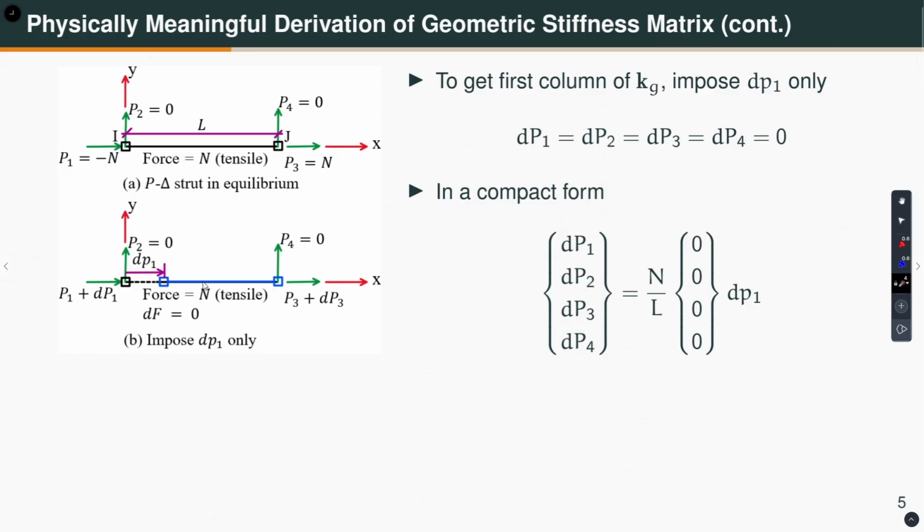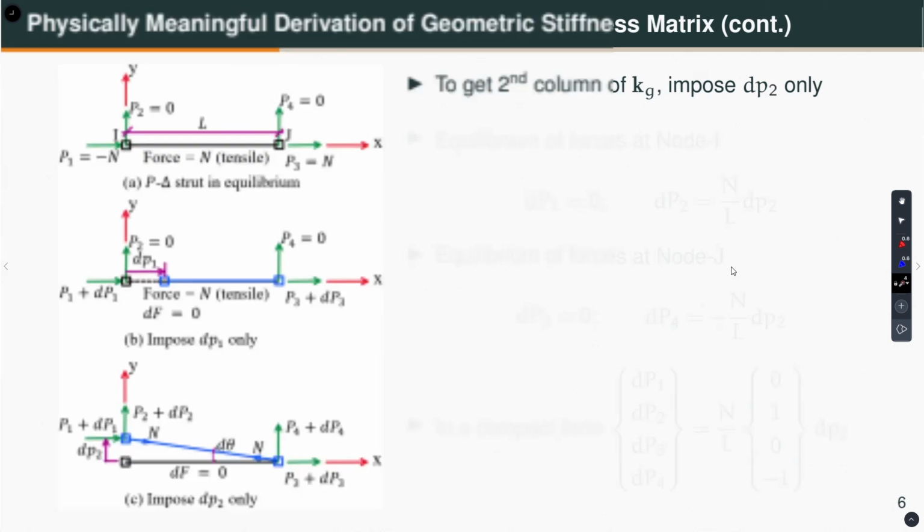Since this bar, or the P delta strut, has no axial stiffness, even if I impose this, it will not offer any resistance, hence dP1 equal to dP2 equal to dP3 equal to dP4 is equal to 0. The change in the element end forces is equal to 0 when I apply the axial deformation dp1. So, if I write it in matrix form, dP1 through dP4 is equal to N by L, I am writing it for the time being, you will see why, times all 0. I multiply this by 0, and I eventually get 0, and multiply it by dp1.